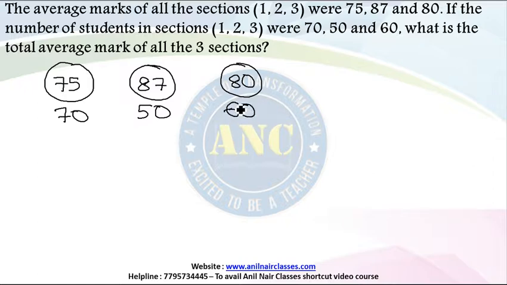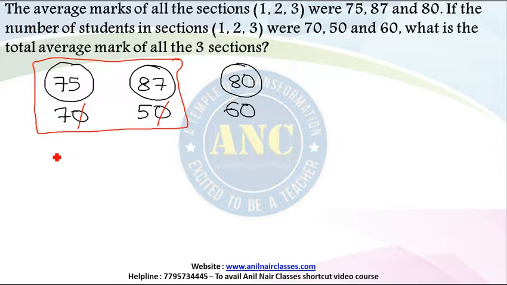Now, whenever more than two parameters are given, take any two parameters at a time. Any two you can take. If I take the first two parameters, 70 and 50 are in the ratio 7:5. Now I can say it is 75 plus the diagonal element of 75, which is 5, over the sum of 5 and 7, which is 12.